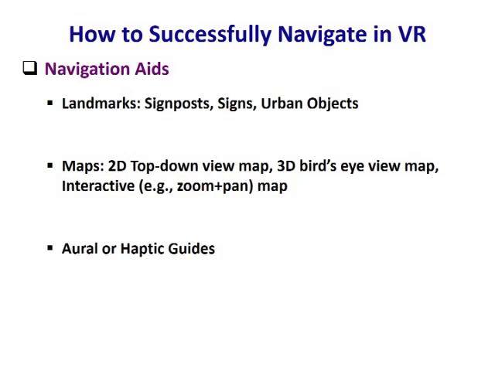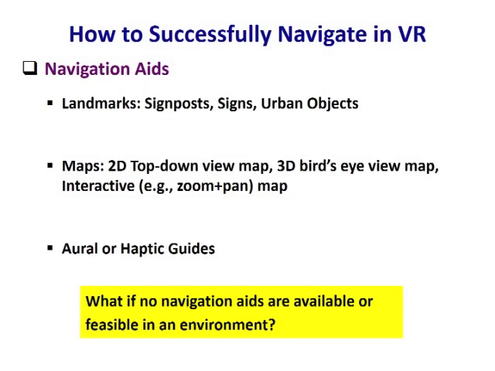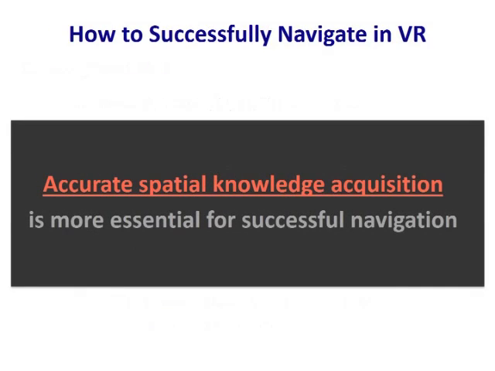You may think about navigation aids. To answer this question, there are many navigation aids, landmarks, maps, and other haptic guides. You can even use these navigation aids altogether. However, what if no navigation aids are available or feasible in certain tasks or applications? So fundamentally, it is more essential to acquire accurate spatial knowledge for successful navigation.